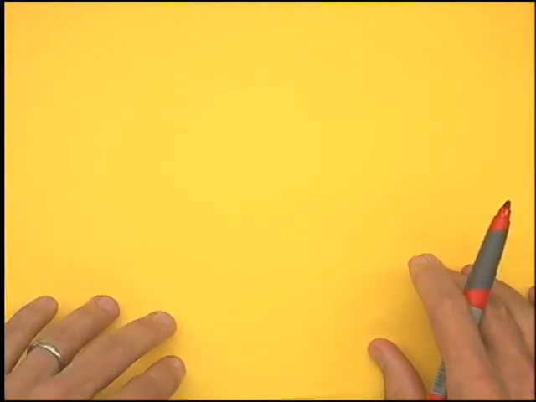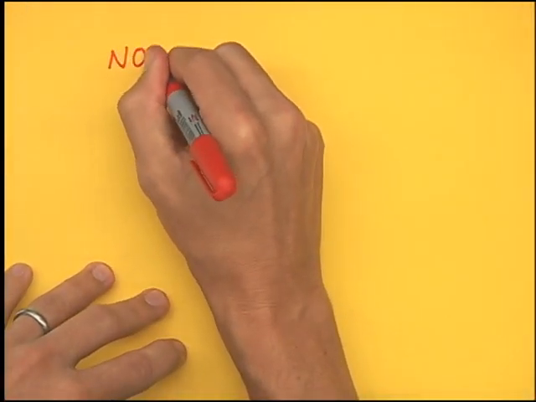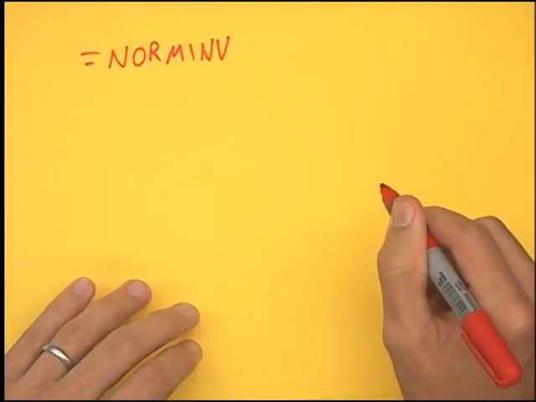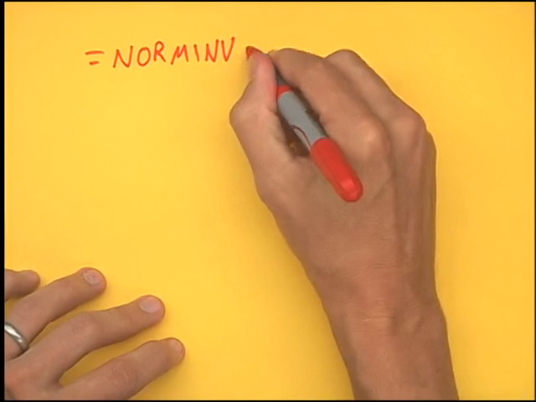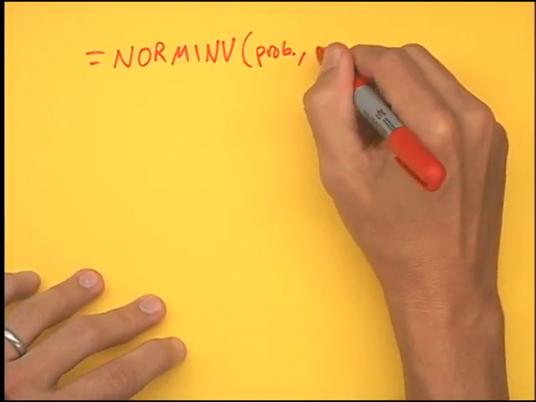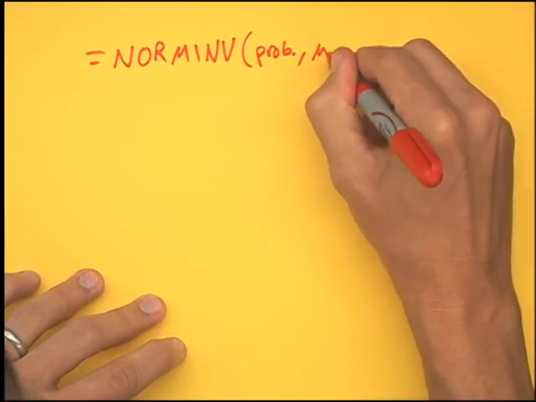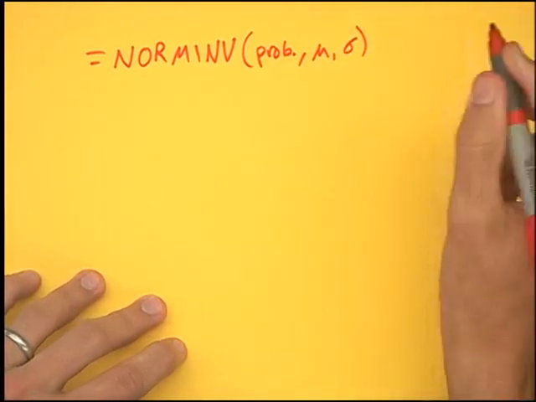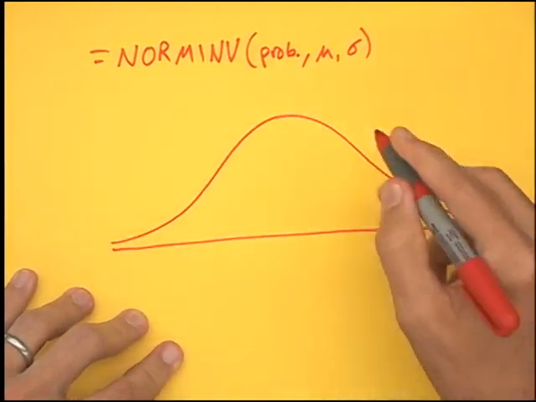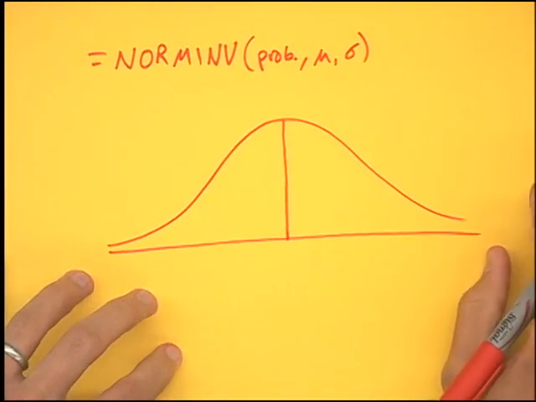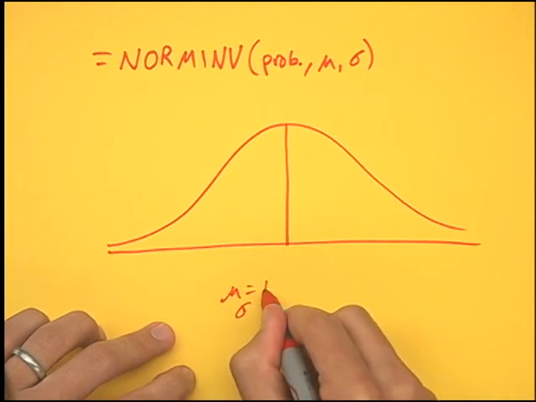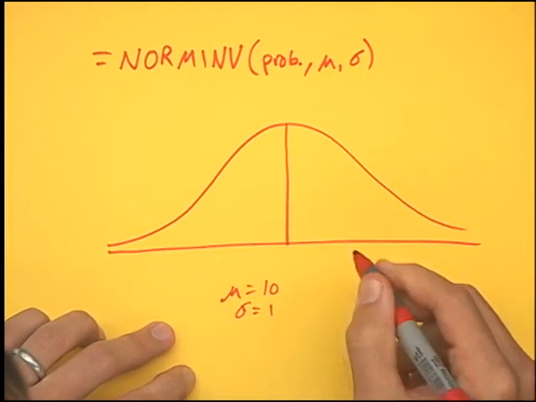Okay. What about NORM.INV? The NORM.INV function in Excel needs a cumulative probability, so you give it a probability, and then you tell it about your normal distribution. What's the mean, and what's the standard deviation? So the way you would use this is if you know the probability but you don't know the x. So let's say I've got a normal curve. Let's do a different one here. Let's say mu equals 10, sigma equals 1.